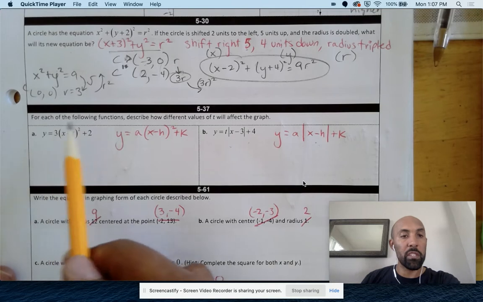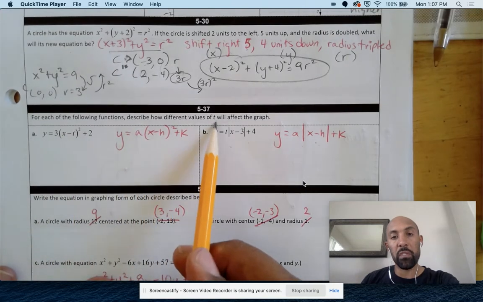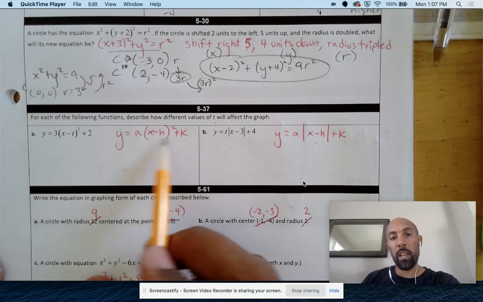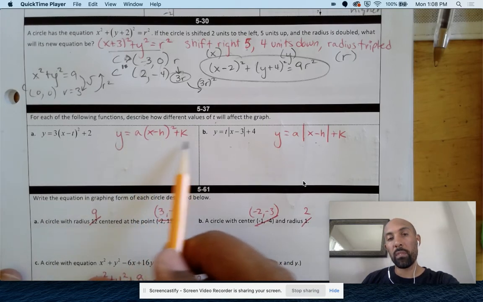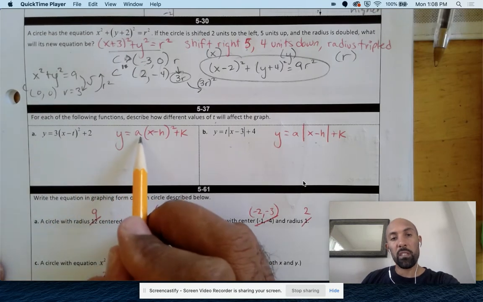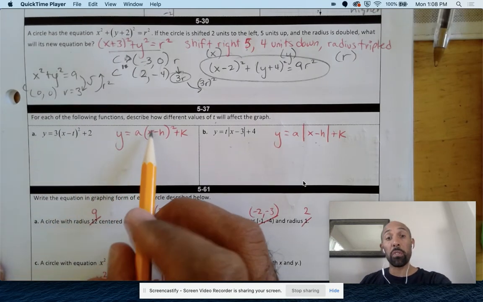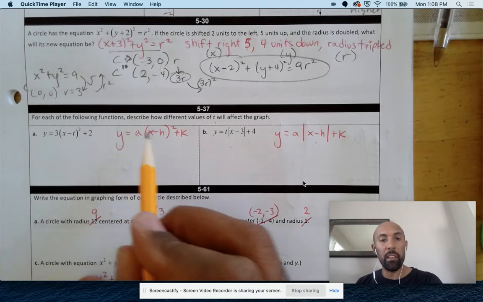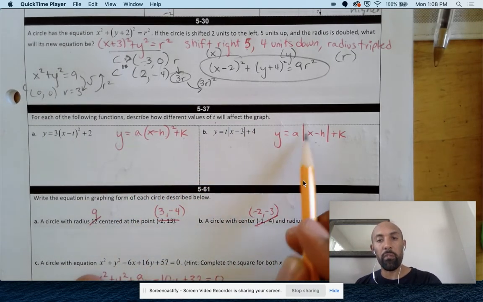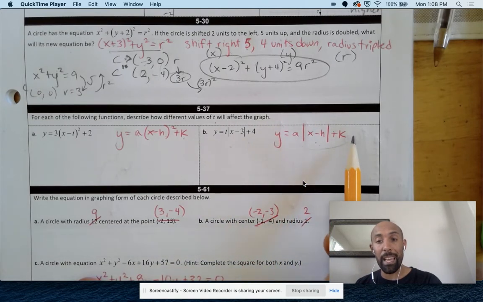Now for each of the following functions, describe how different values of t will affect the graph. I wrote down these templates, or graphing forms, for each of these types. So here's squared, the graphing form for a quadratic, where you have your a value, h value, and your k. This one's absolute value, and if you notice, it has the exact same template. A lot of them are going to have an a, an h, and a k.